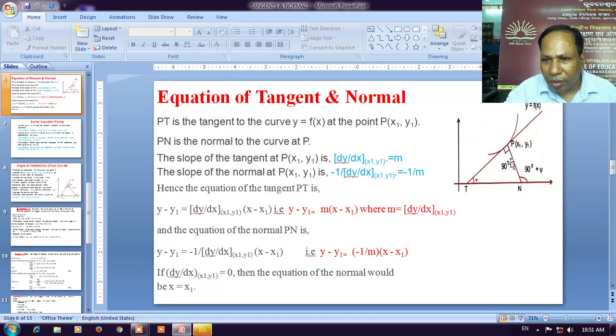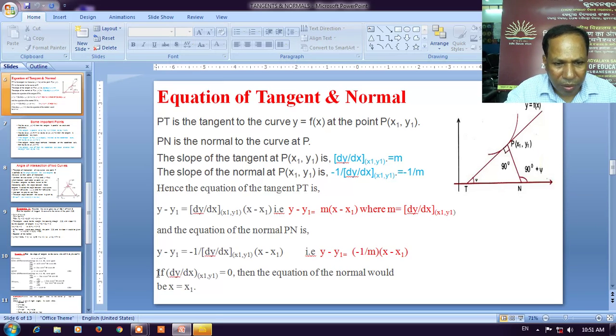Similarly, the normal is the line which is perpendicular to the tangent, and as we know, if two lines are perpendicular, the product of their slopes is equal to -1. Already we have found the slope of tangent as m, that is dy/dx at the point (x1, y1). So definitely the slope of normal becomes -1/m. So the equation of normal becomes y - y1 = (-1/m)(x - x1).